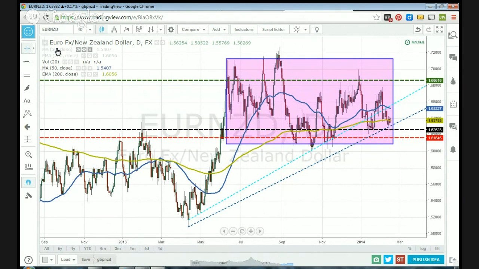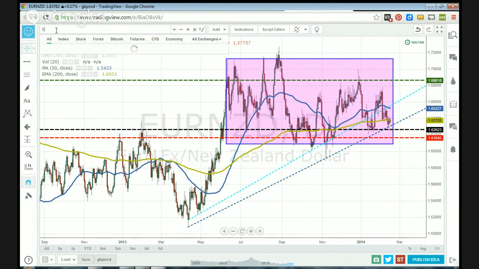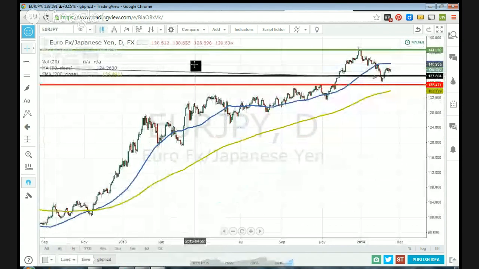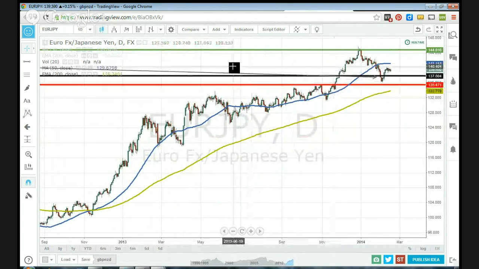So we are, okay, so short Aussie dollar, short Kiwi dollar, long euro yen, long dollar yen. Those are basically the 4 setups. I'll have this all blogged on InformedTrades. Just to recap, let's go to euro yen. Okay. So enter at this black line, stop at the red line. That's euro yen.